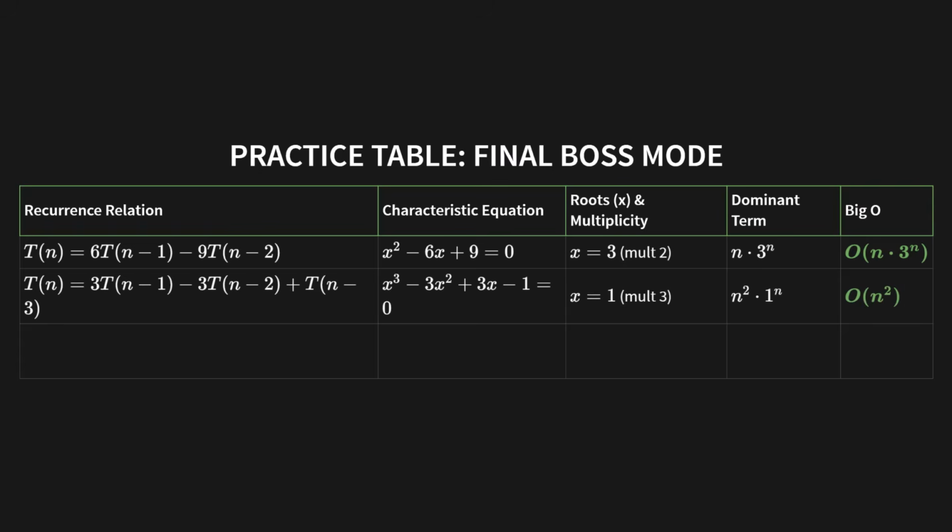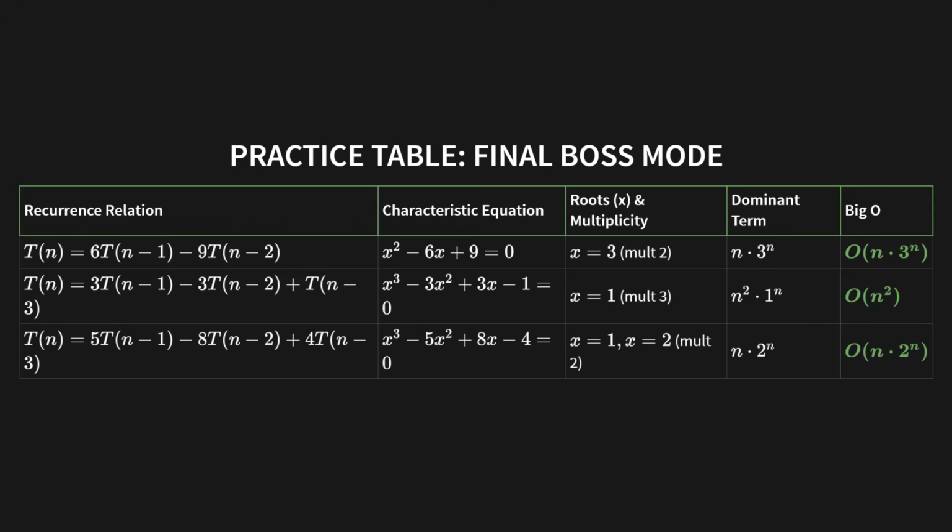Second row, t of n equals 3t of n minus 1 minus 3t of n minus 2 plus t of n minus 3. The equation is x cubed minus 3x squared plus 3x minus 1 equals 0. This is actually x minus 1 cubed. So we have one root, x equals 1, with a multiplicity of 3. So the dominant term will be n squared times 1 to the n, which is just n squared. The big O is O of n squared.